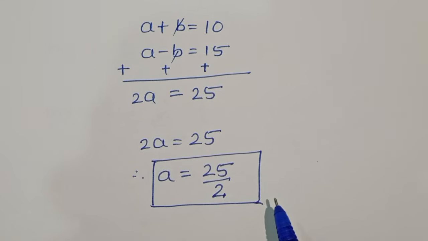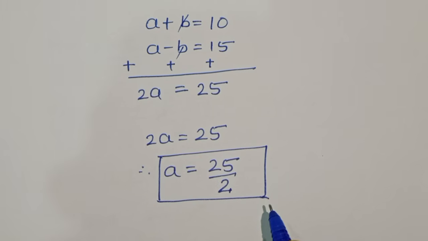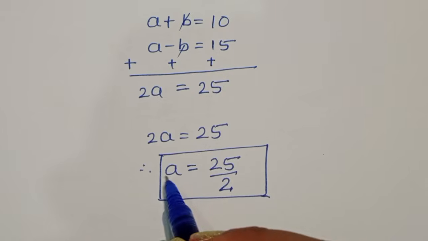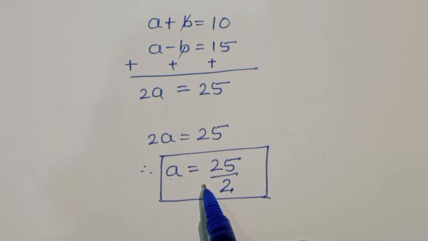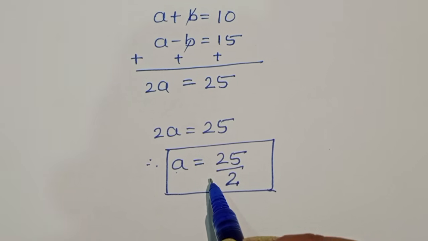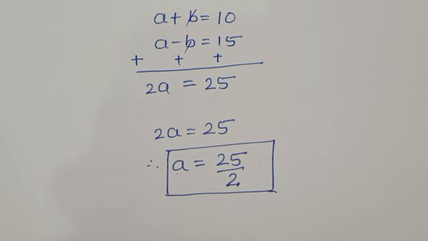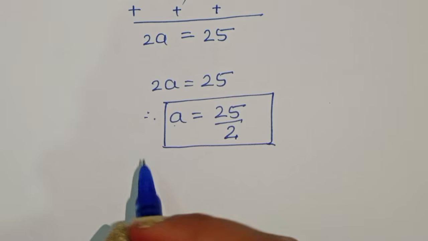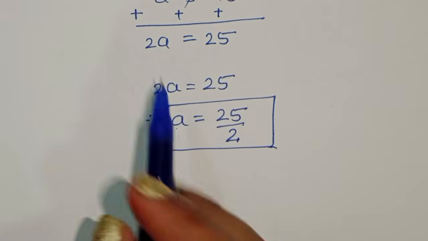Now we have to find out the value of b. We can find the value of b by substituting a is equal to 25 by 2 in equation 1 or equation 2. Here we will substitute in equation 1. You can substitute in equation 2 also and check. I am substituting here in equation 1.